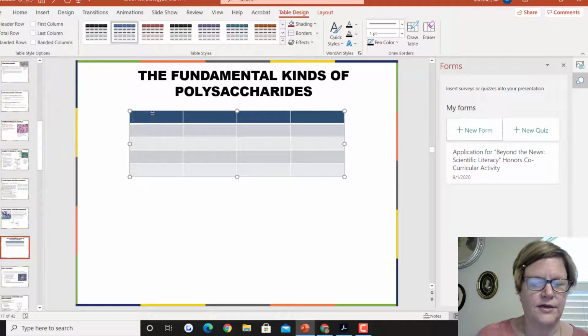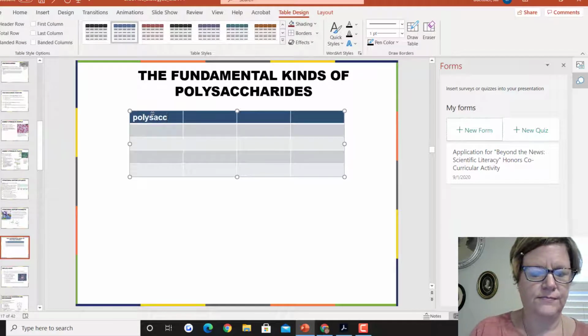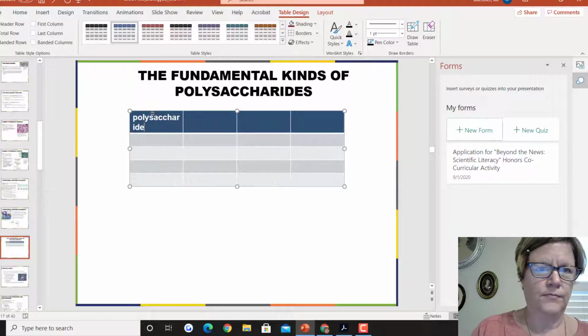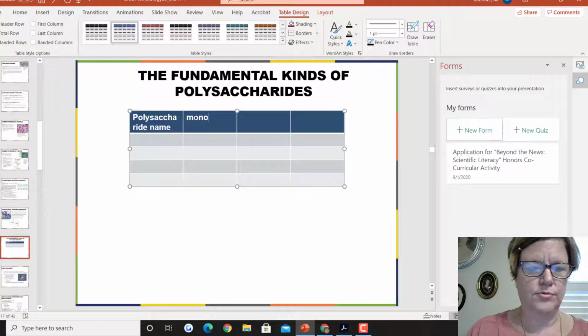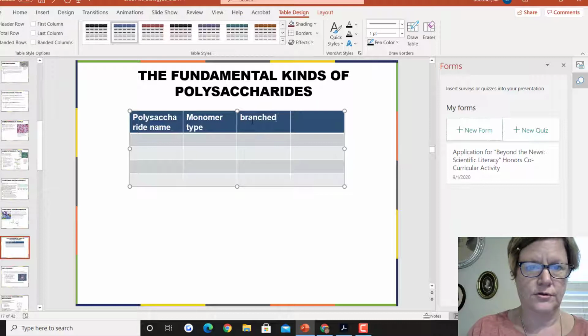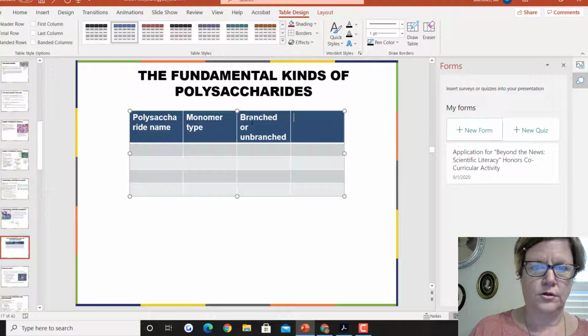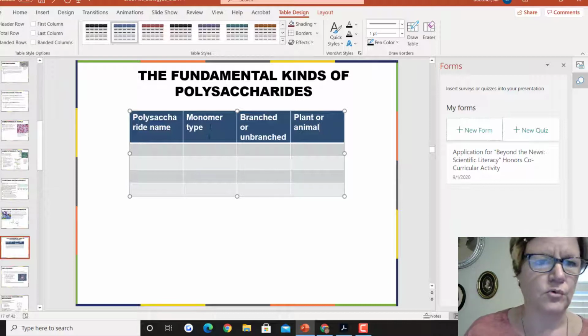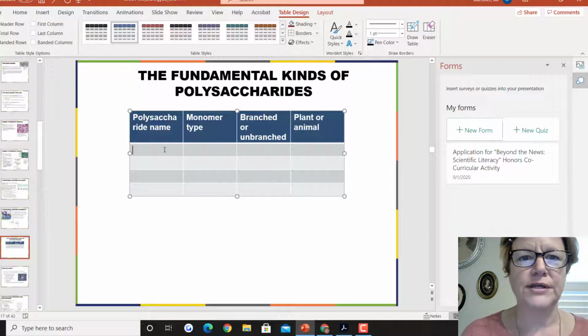Okay, that's better. Okay, so polysaccharide name. And then monomer type, so made up of what kind of monomers. And branched or unbranched, plant or animal. And then I probably also need a, we can add that in later.